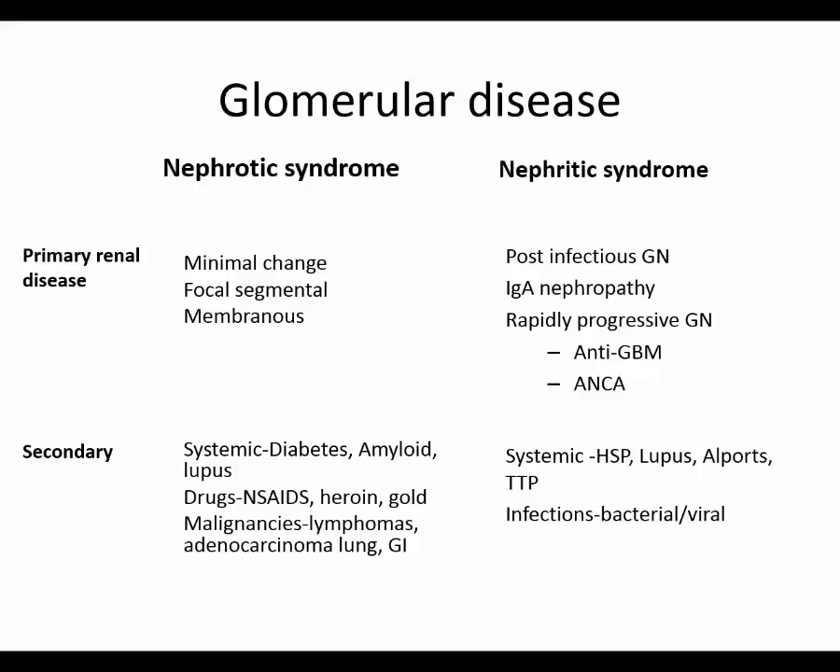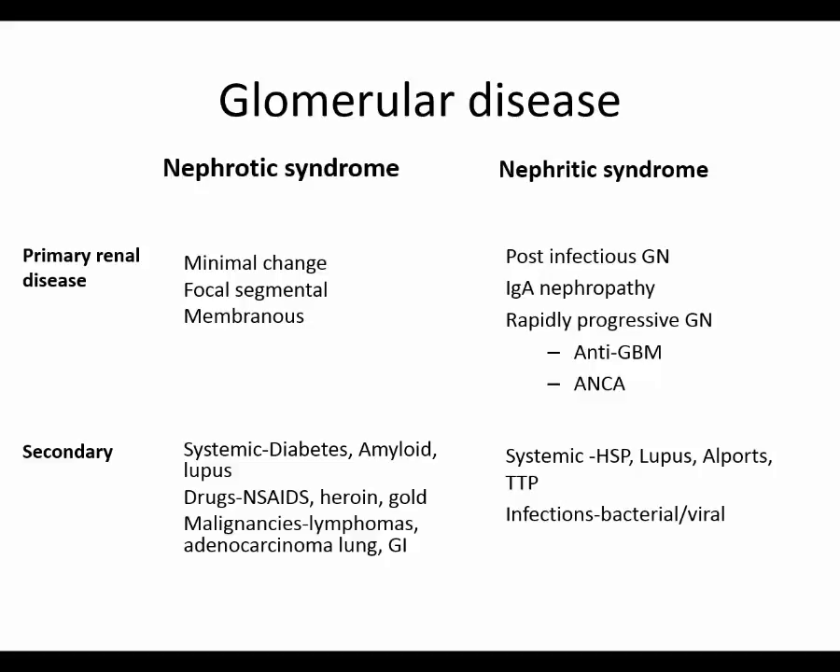Nephrotic syndrome, we all know: minimal change, focal segmental, membranous. When there's systemic involvement but it presents as nephrotic syndrome: diabetes, amyloid, lupus is another one, drugs, malignancies, all these in the back of our mind. And I'll keep pointing out as we go from case to case where to think about what.